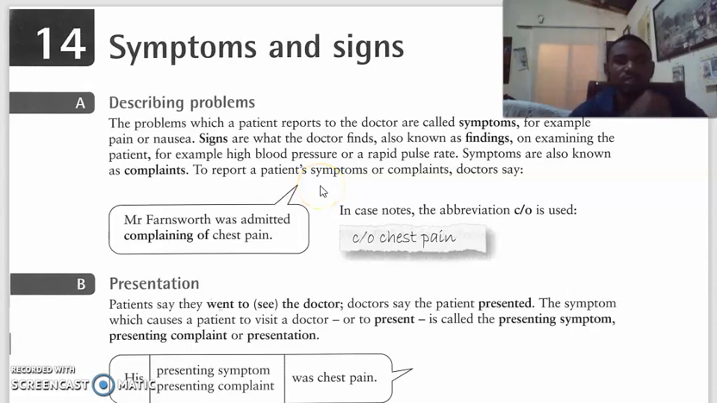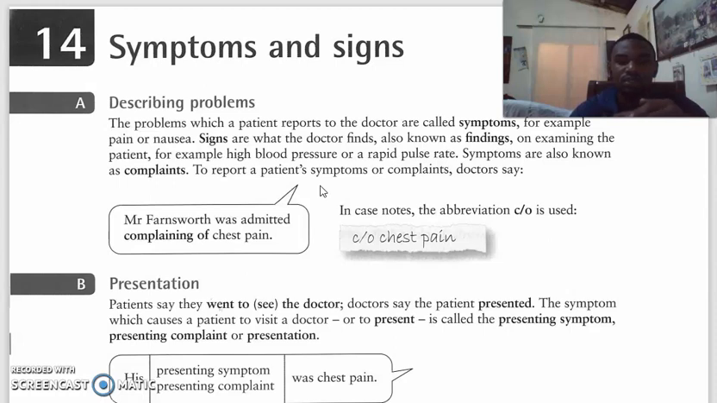Unit 14. Symptoms and signs. A. Describing problems. The problems which a patient reports to the doctor are called symptoms, for example, pain or nausea. Signs are what doctors find, also known as findings, on examining the patient, for example, high blood pressure or rapid pulse rate. Symptoms are also known as complaints.